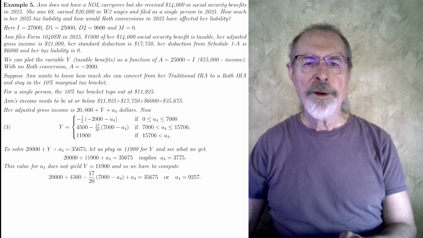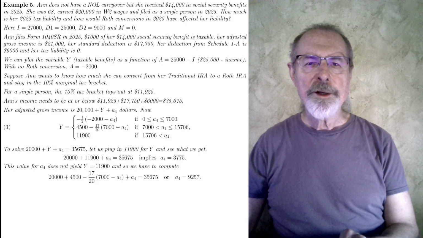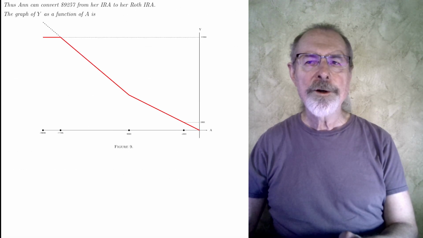So we have to use the middle formula. So we replace Y by $4,500 minus 0.85 times 7,000 minus A4. And if we solve that, we get A4 is $9,257. Here's a graph illustrating the situation. A goes further to the left as we do a larger conversion. And if she converts $9,257 from her IRA to a Roth IRA, then she stays within the 10% marginal tax bracket. Thank you.